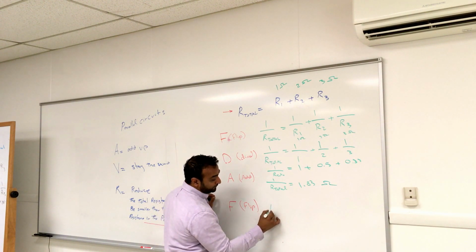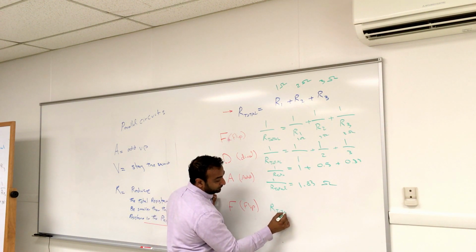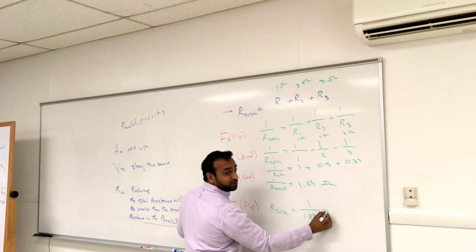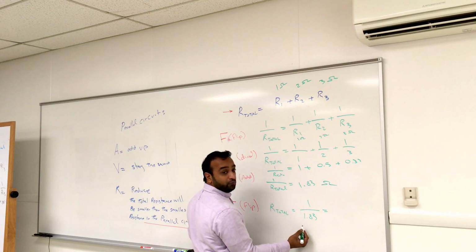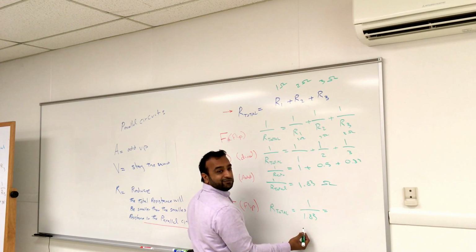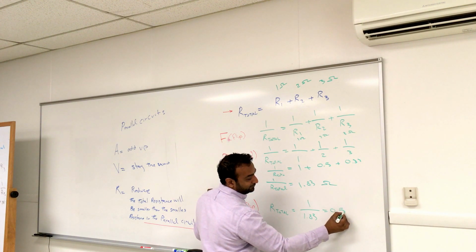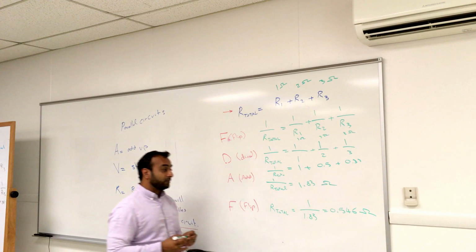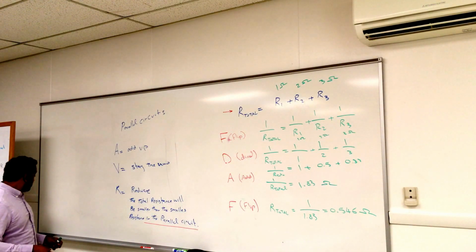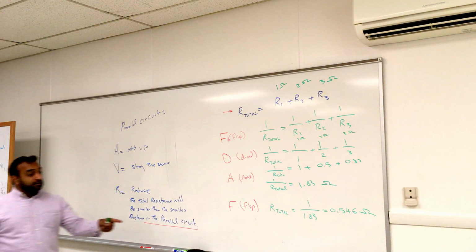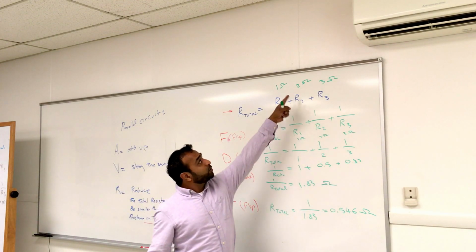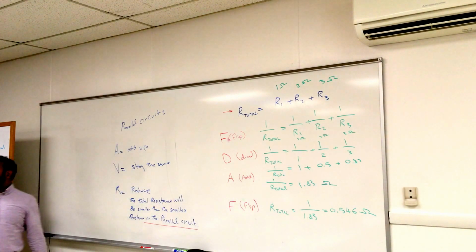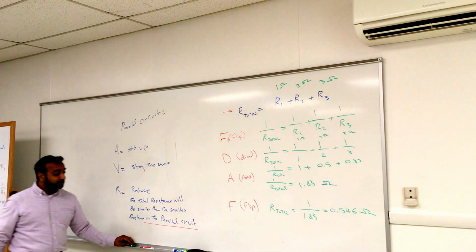So it's going to be R total equals 1 over 1.1, which is 0.546. That's going to be my R total. Notice the R total is smaller than the smallest one, which is 1. If you get anything larger, you did something wrong in this sequence.